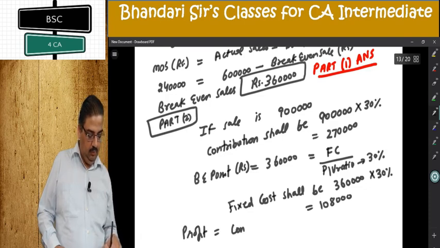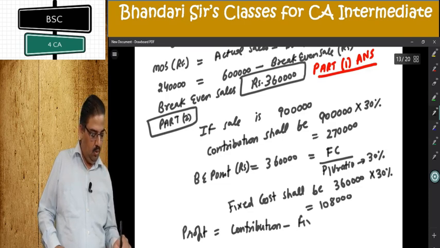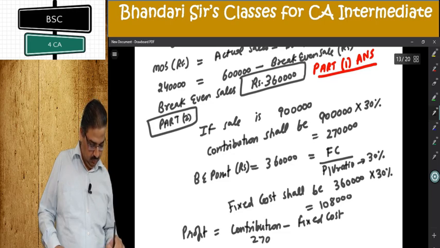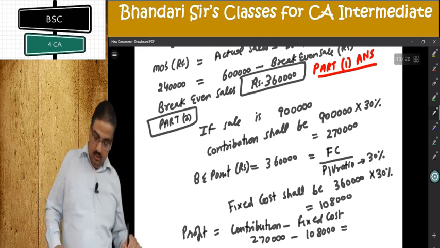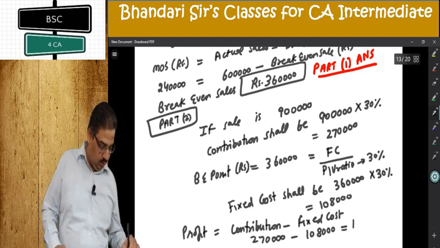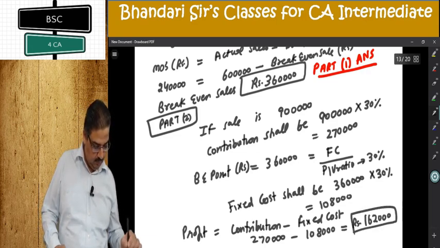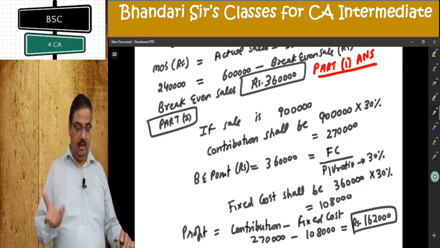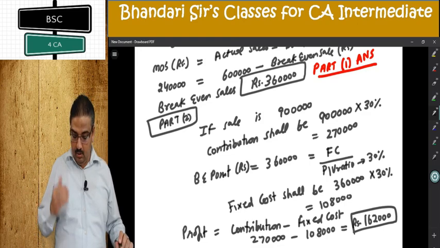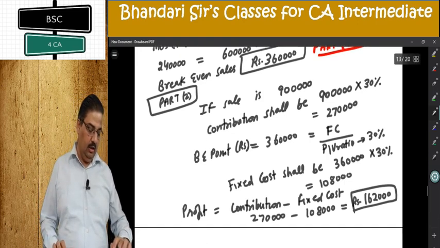Profit equal contribution minus fixed cost. 2,70,000 minus 1,08,000. This is 1,62,000 rupees. That is the answer. So it is not difficult, very simple things asked here and there in various questions. Next one, A33.